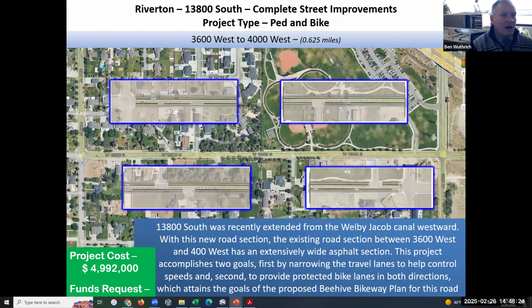Next project is also a request from Riverton. This is on 138 South. This is to construct this facility between 36 West and 4000 West as a complete street improvement, including bike lanes in both directions, as well as addressing the curb, gutter and sidewalks. This is estimated to cost $4.9+ million. Funds being requested are $4.6+ million.